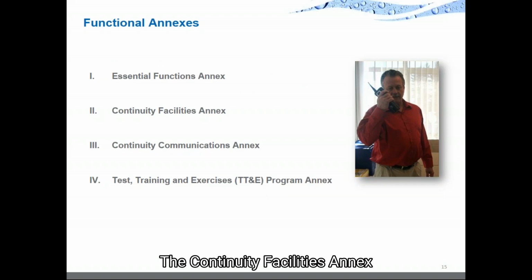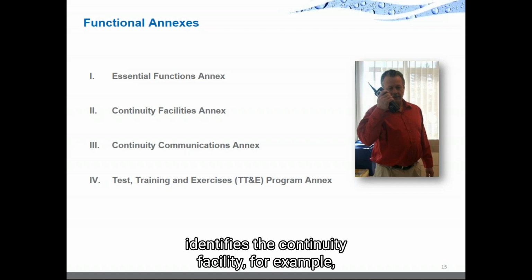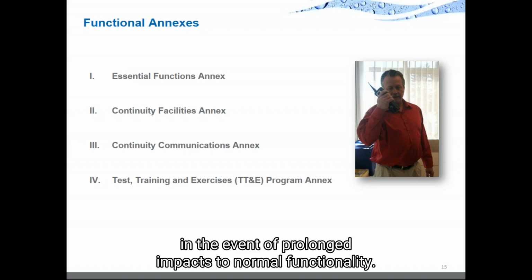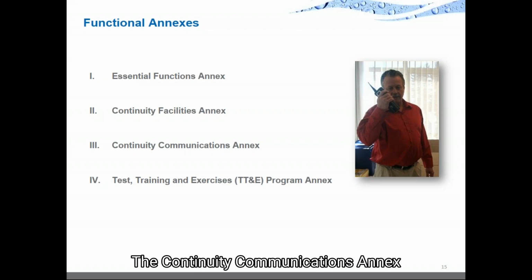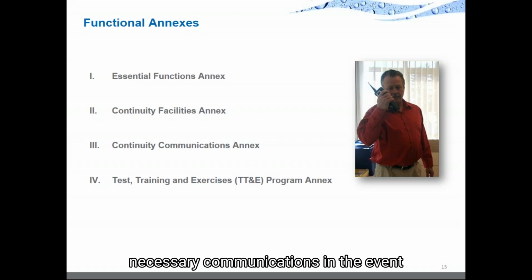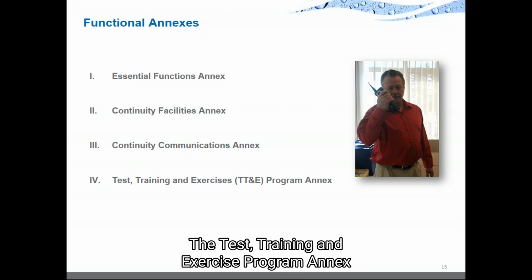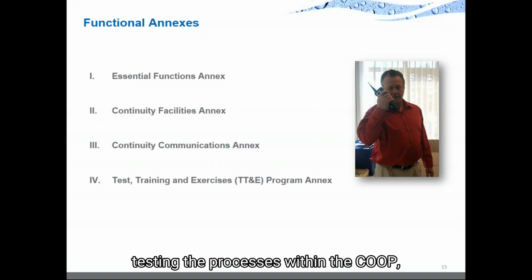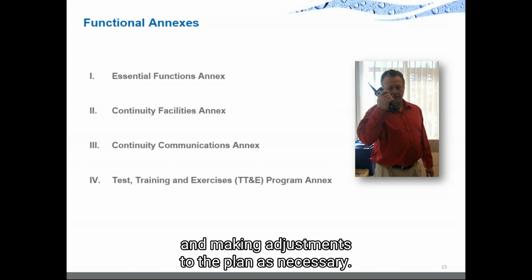The continuity facilities annex identifies the continuity facility, for example, a neighboring laboratory or a mutual aid network, that can support operational functions in the event of prolonged impacts to normal functionality. The Continuity Communications Annex identifies the backup communications methods, for example, satellite phones, in place to allow the laboratory to continue necessary communications in the event their primary means of communication is no longer operational. The Test, Training, and Exercise Program Annex details the laboratory's plan for training key personnel, testing the processes within the COOP, and making adjustments to the plan as necessary.